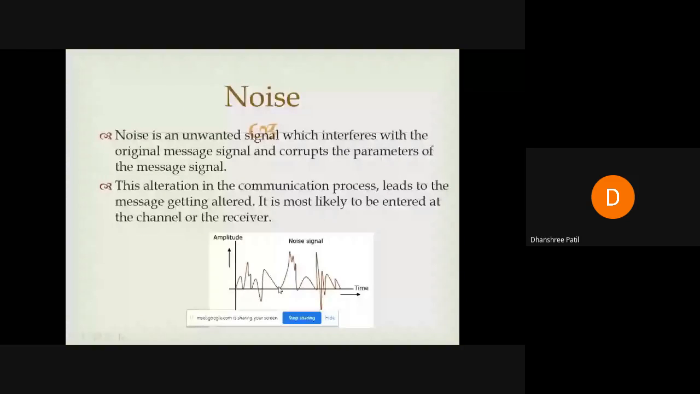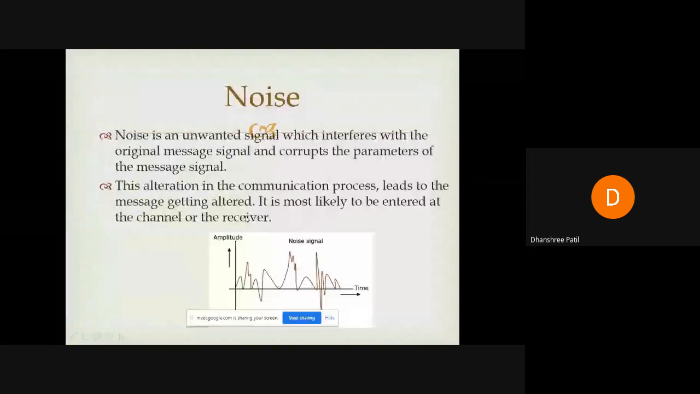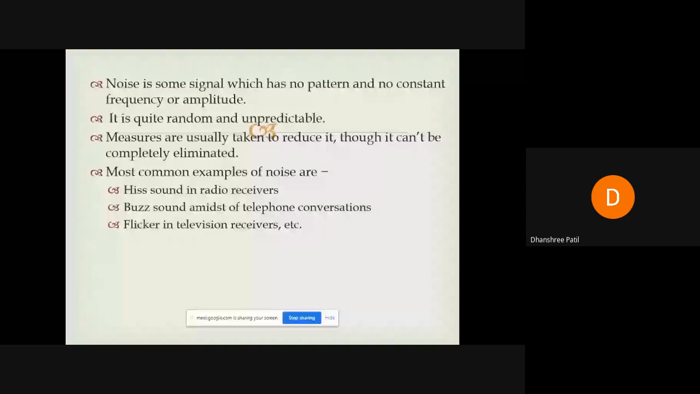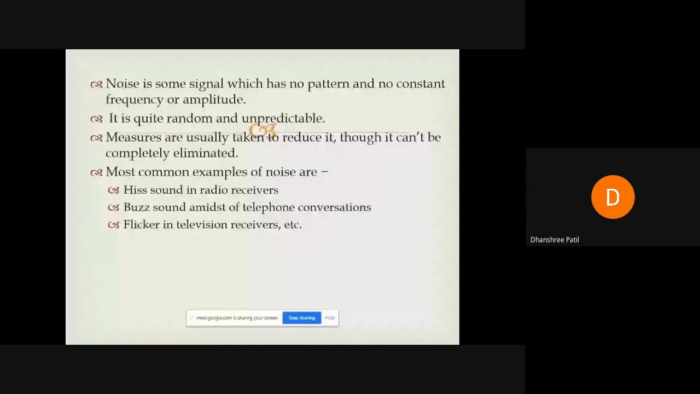So from this diagram, we can clearly say that noise is a type of signal which has no pattern, no constant frequency and no amplitude. There is no fixed pattern. कुठे दिसतोय का fixed pattern? No. Right? Then no constant frequency. कुठलेही कॉन्स्टंट फ्लो नाही, तो व्हॅरी होत नाही किंवा कोणतंही कॉन्स्टंट अँप्लिट्यूड इथं मेंटेन केलं जात नाही. दॅट इज नथिंग बट द नॉइज सिग्नल or noisy signal. So it is quite random and unpredictable. We cannot predict anything that will be achieved through this particular signal at the receiver side. Measures are usually taken to reduce it, though it can't be completely eliminated. We can't completely eliminate noise during the signal, but we have to reduce it to some extent.